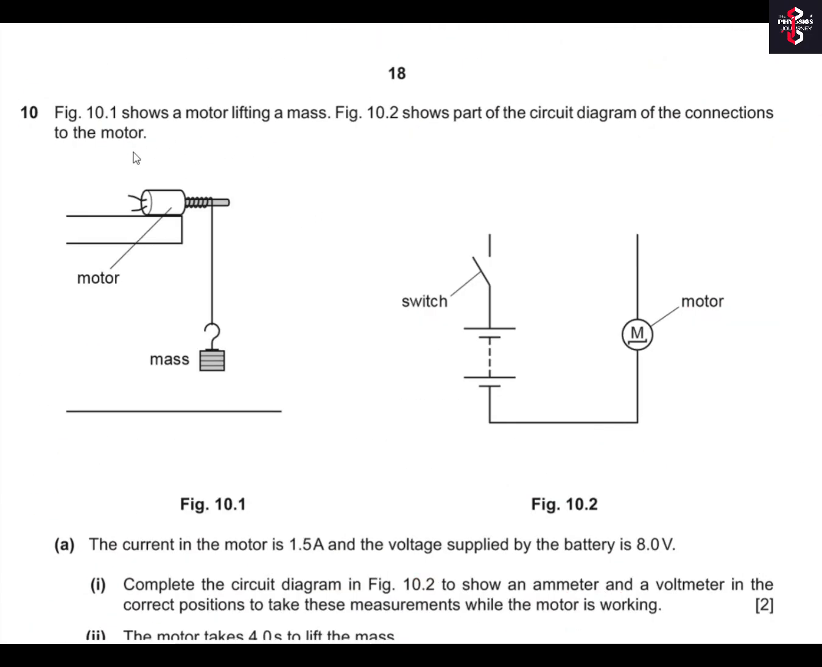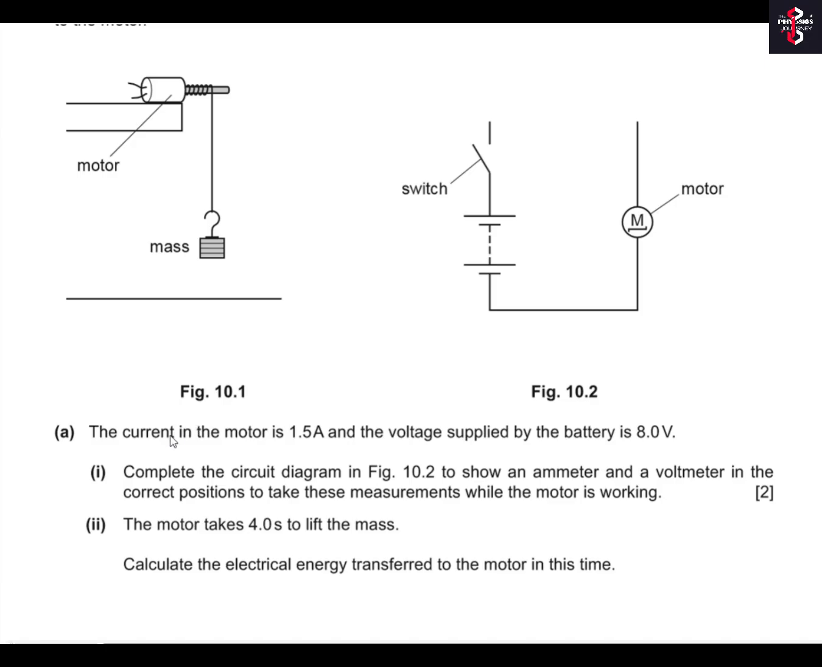Question number 10. Figure 10.1 shows a motor lifting a mass. Figure 10.2 shows part of the circuit diagram of the connections of the motor. Part A. The current in the motor is 1.5 ampere and the voltage supplied by the battery is 8 volts. So this is the current I, this is the voltage V. Complete the circuit diagram in figure 10.2.